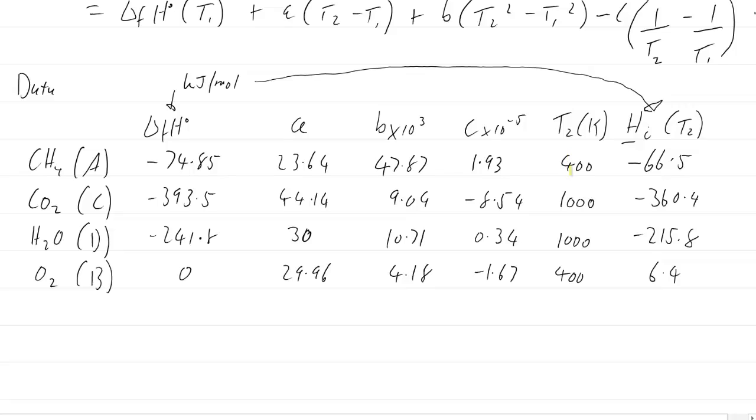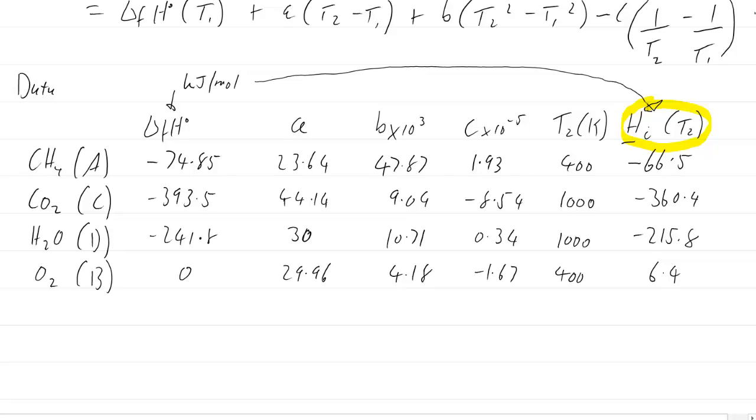We've got each of the components of the heat capacity equation for each of the components, and then over here the temperature we've identified is the temperature at the inlet for methane and oxygen, and the temperature at the outlet for carbon dioxide and for water. And so for each of those components we've calculated the enthalpy at that temperature.